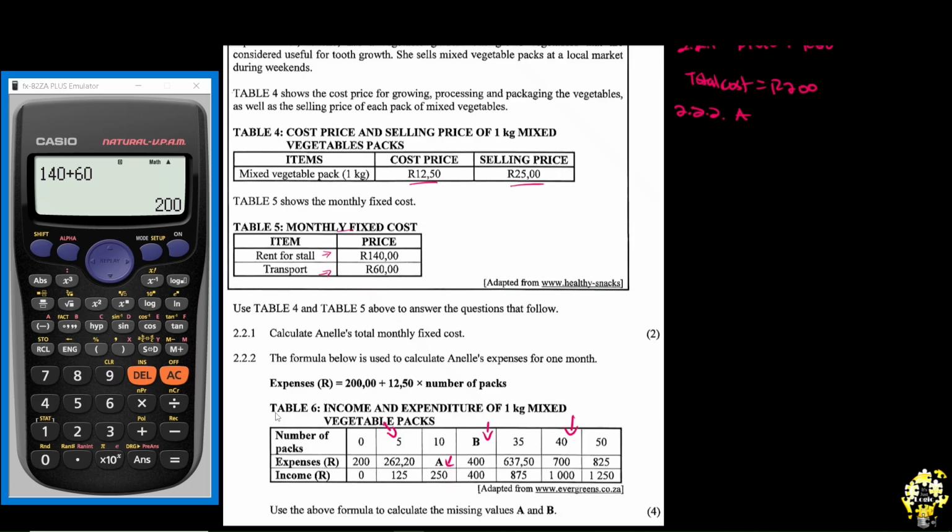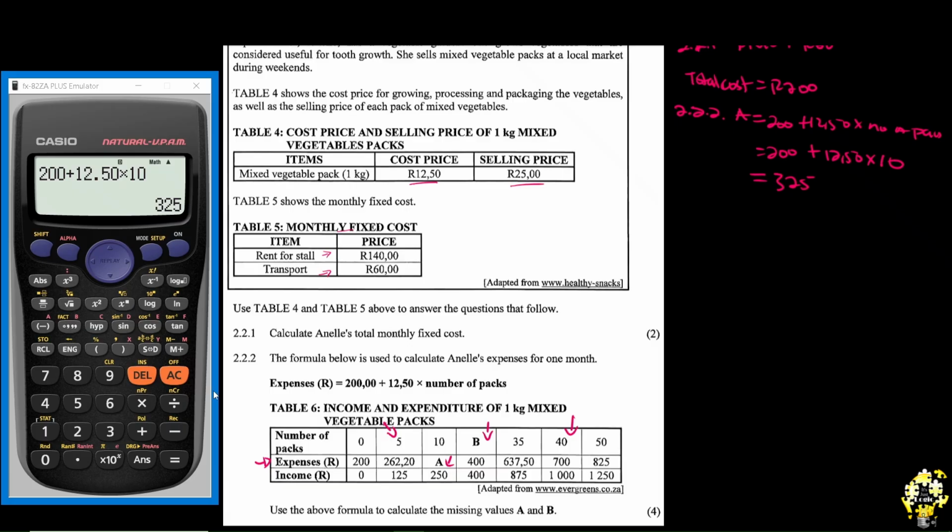What is A? A is expenses. Already they gave us the formula, so we can simply use it for A. We can say that it is 200, because it's an expense formula, plus 12.50 multiplied by the number of packs. So let's do our substitution: 200 plus 12.50 multiplied by how many packs? It was 10 packs that they made. So it's 200 plus 12.50 multiplied by 10. We get that it's actually 325.